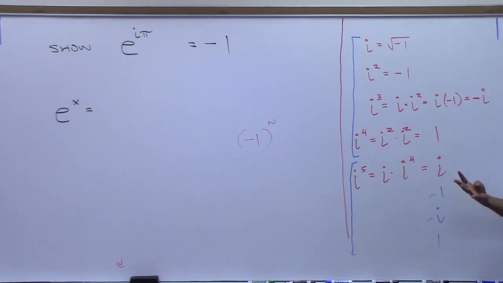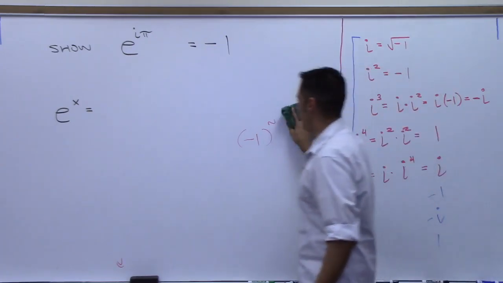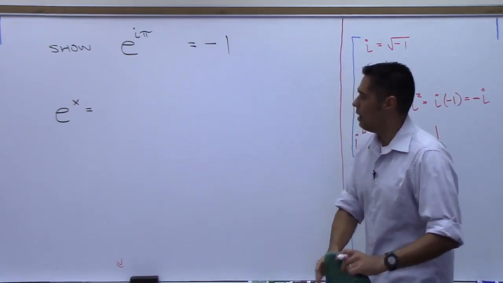Between 4 values. It's cyclic. We call this cycle, cyclic. All right. We'll need that in a second. All right, so e to the x.